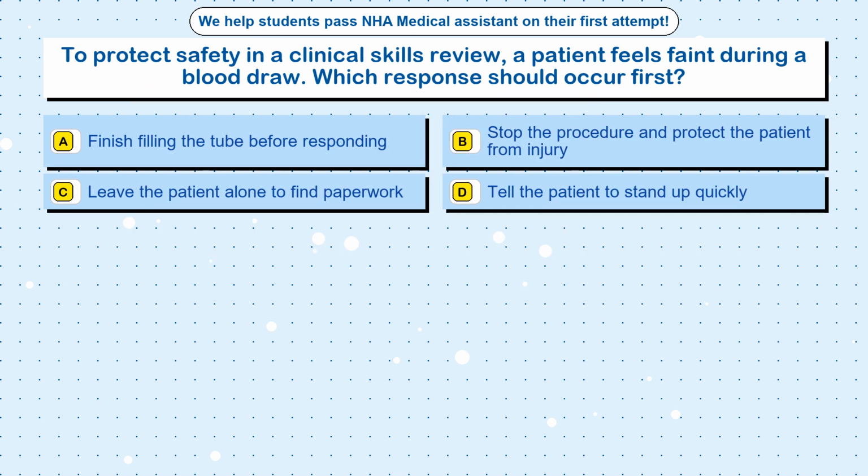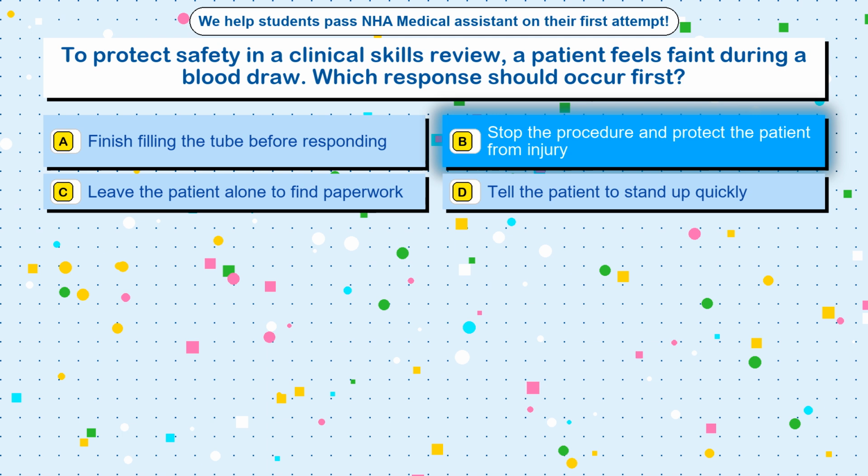Question 95. To protect safety in a clinical skills review, a patient feels faint during a blood draw. Which response should occur first? Option A, finish filling the tube before responding. Option B, stop the procedure and protect the patient from injury. Option C, leave the patient alone to find paperwork. Option D, tell the patient to stand up quickly. The correct answer is option B, stop the procedure and protect the patient from injury.